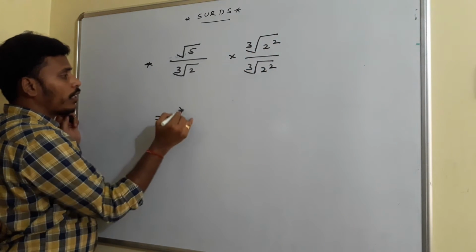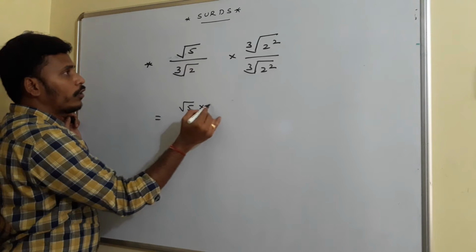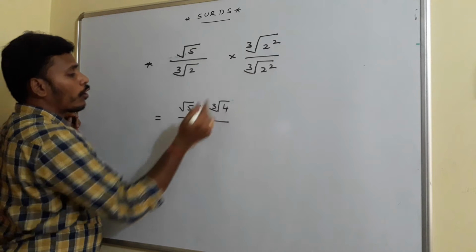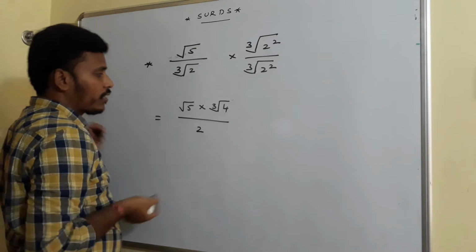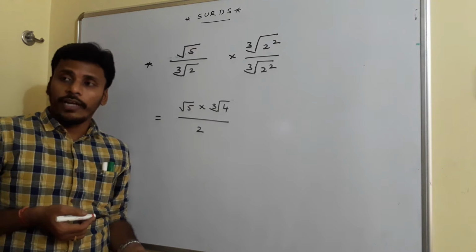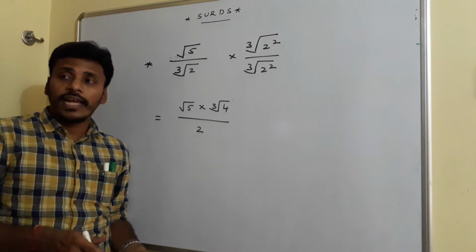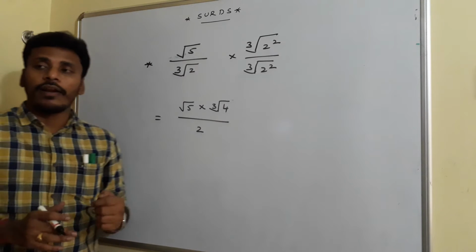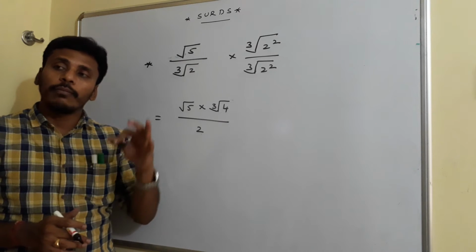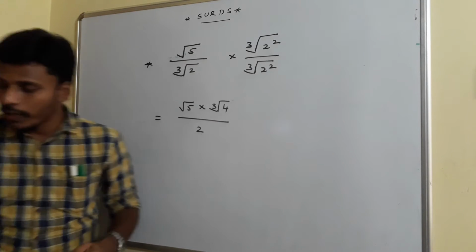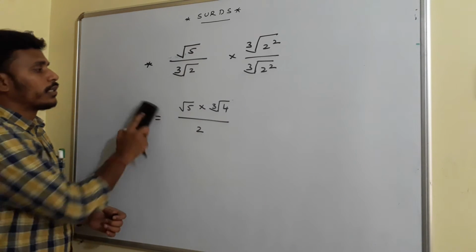Now, in the numerator, you have root 5 into cube root 4. Whereas in the denominator, the product of these two is 2, which is a rational number. There ends your task. Further, no need to simplify the numerator. You just try to make the denominator rational, by multiplying both numerator and denominator with the rationalizing factor of the denominator. And I will give you one more problem related to this third order surd.